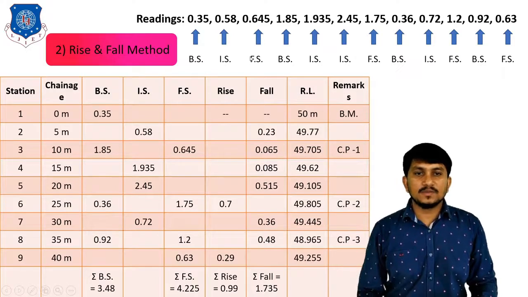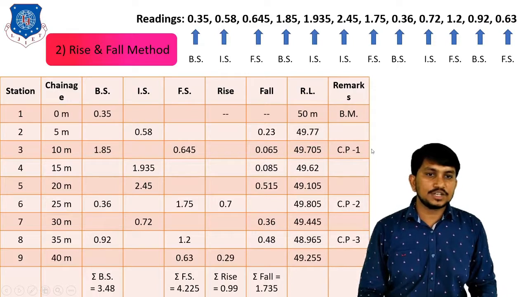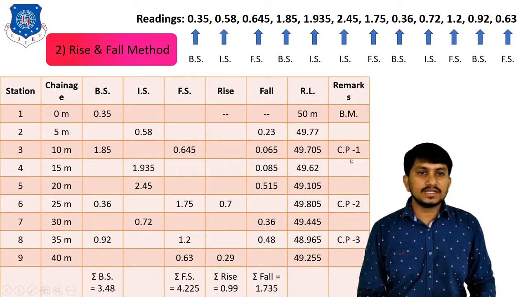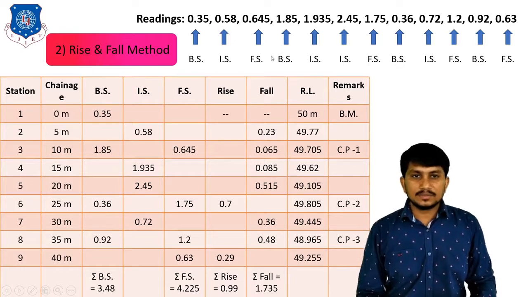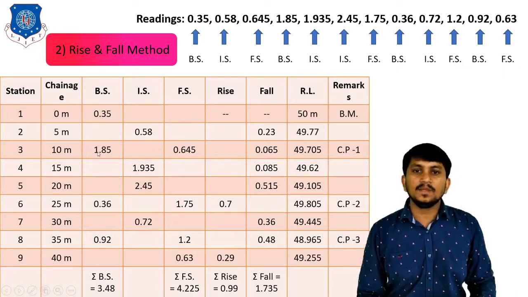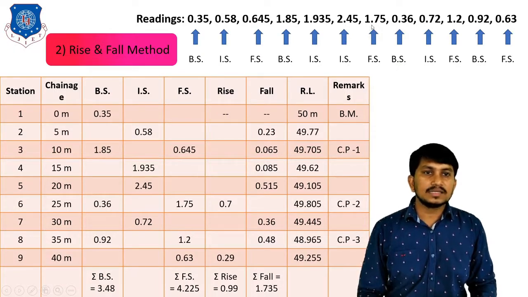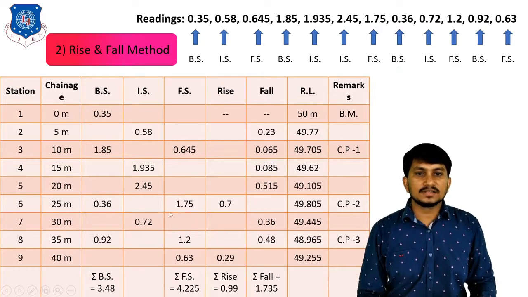After FS, the instrument was shifted, so it is written as changing point 1. At a changing point, two readings are there. So the next BS reading is also at 10 meter, or station number 3. So 1.85 is written in this column, not in this column. The next reading is IS 1.935 at the 15-meter interval. Next is 2.45 IS, so it is written in the IS column. Next is 1.75, which is FS.